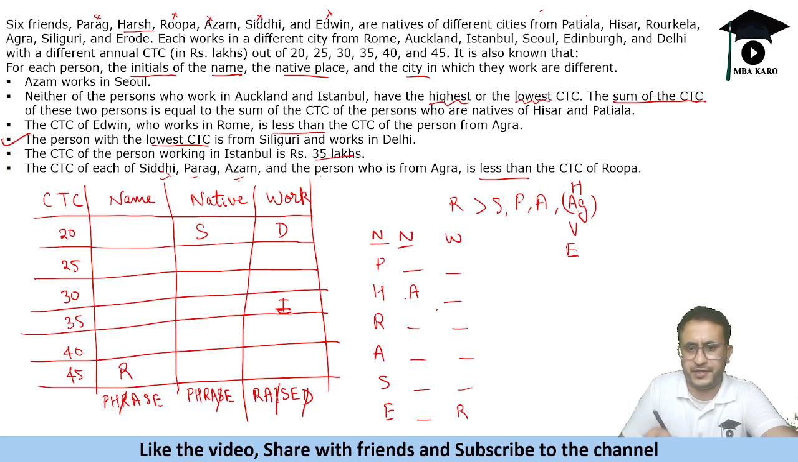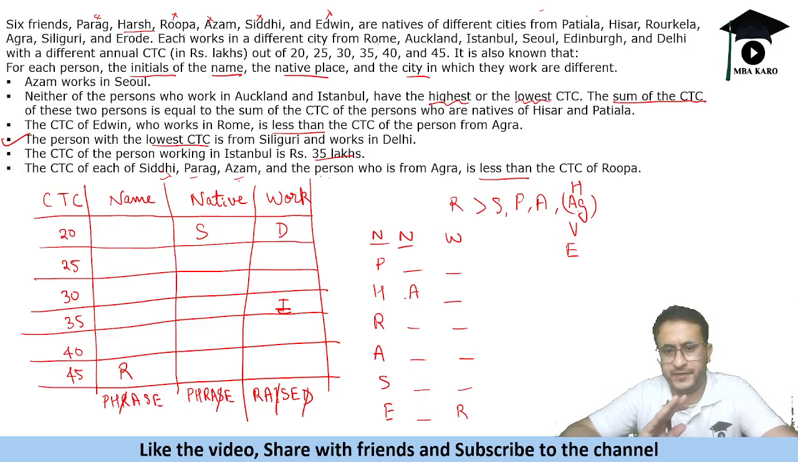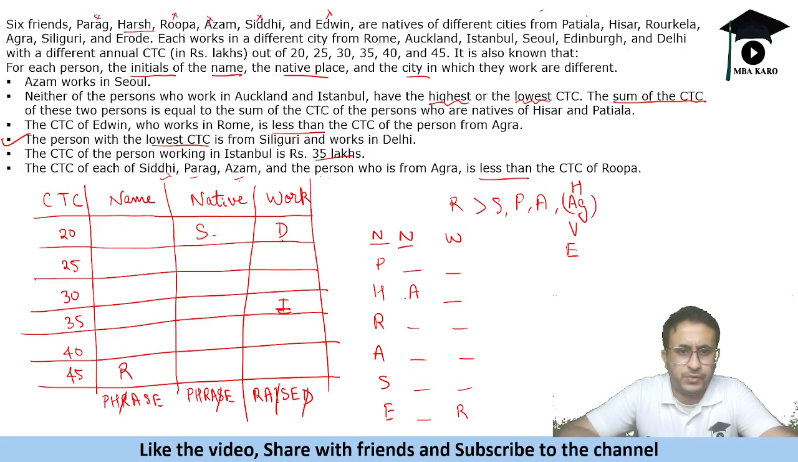So this is how we will figure out who is that person who will fit here, right? Now we have to put S and D. Okay. So who can have S and D here? So Auckland and Istanbul cannot have the highest or lowest. So Istanbul is already here. So Auckland cannot have the highest. Edwin is lower than from Agra. So Edwin is lower. Okay, Harsh has a higher CTC.